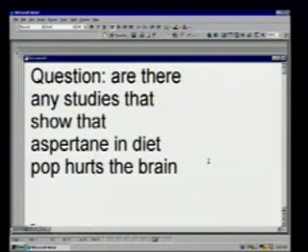Another Niyama question: are there any studies that show that aspartame in diet pop hurts the brain? Actually, always, when you get into nutrition, there is controversy. What one study says over here, I'm sure you've seen this, another study will pop up and say just the opposite. So yes, there are studies that show that this is harmful to the brain, but that's not the bottom line. There never is.